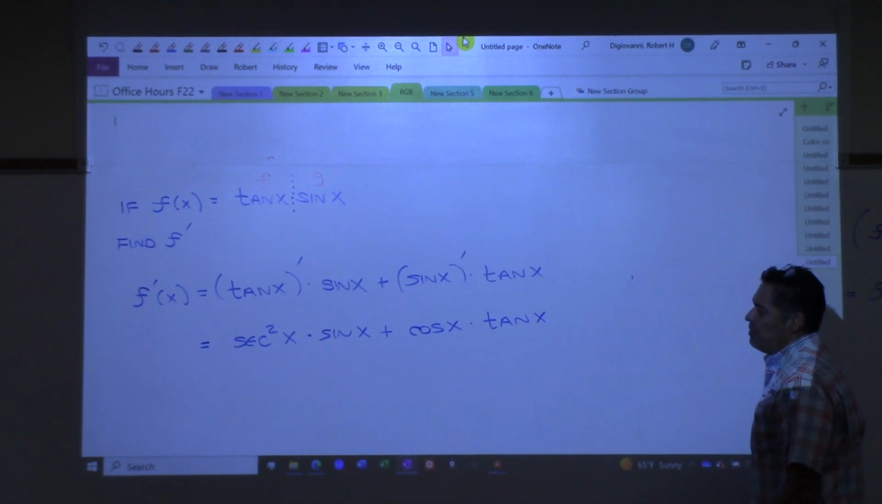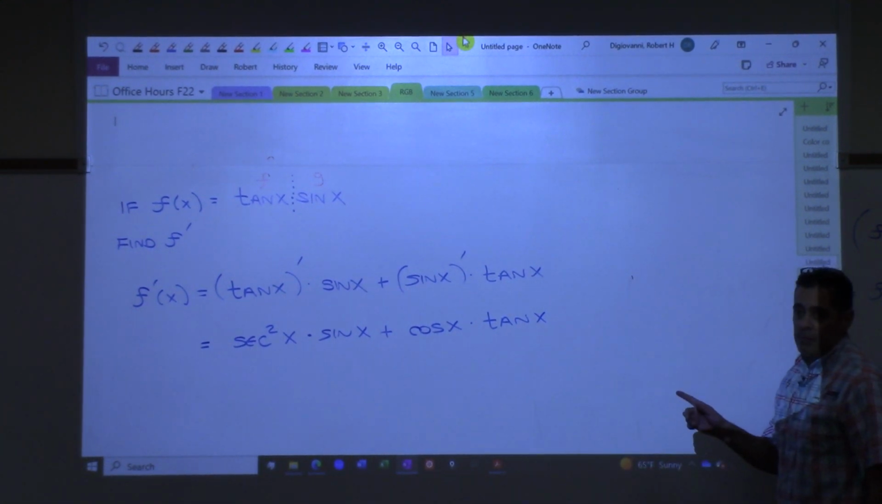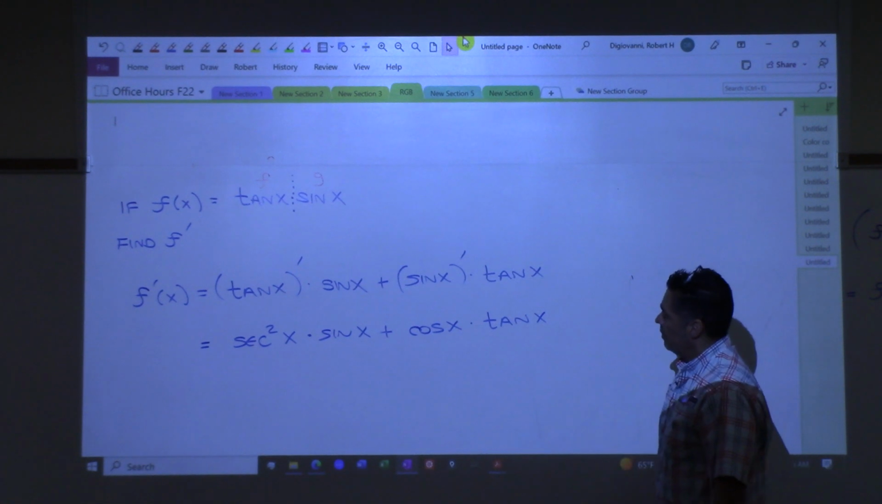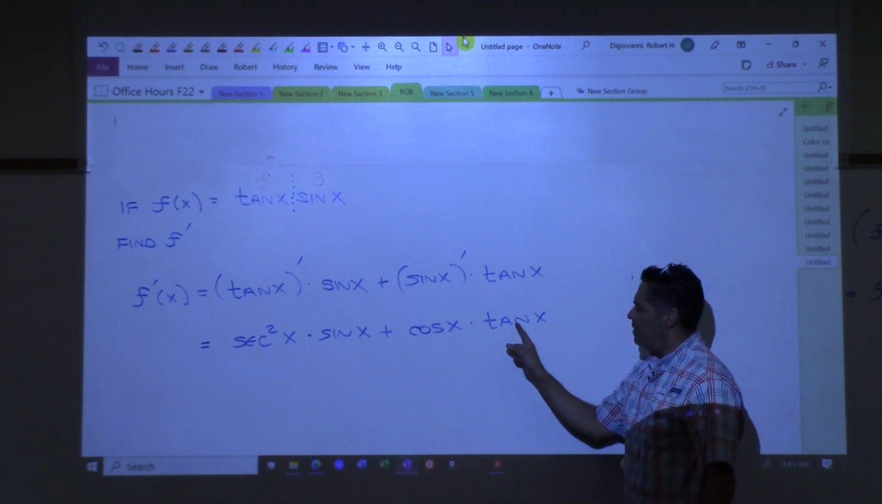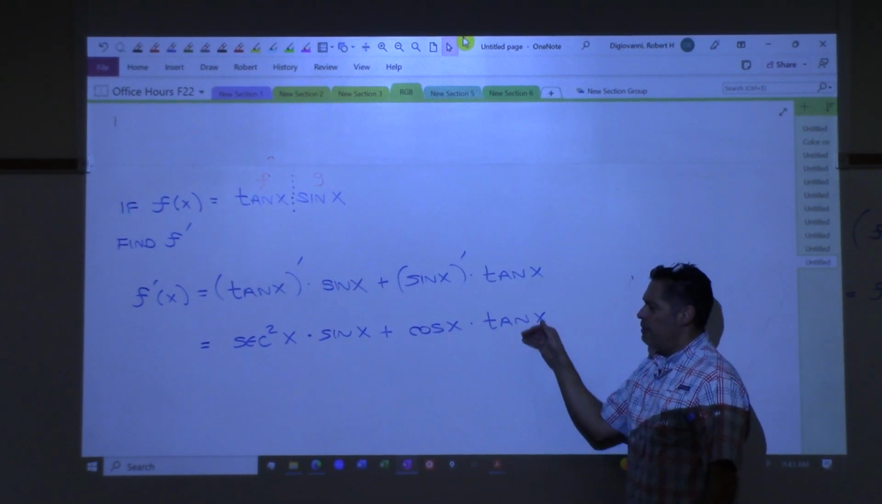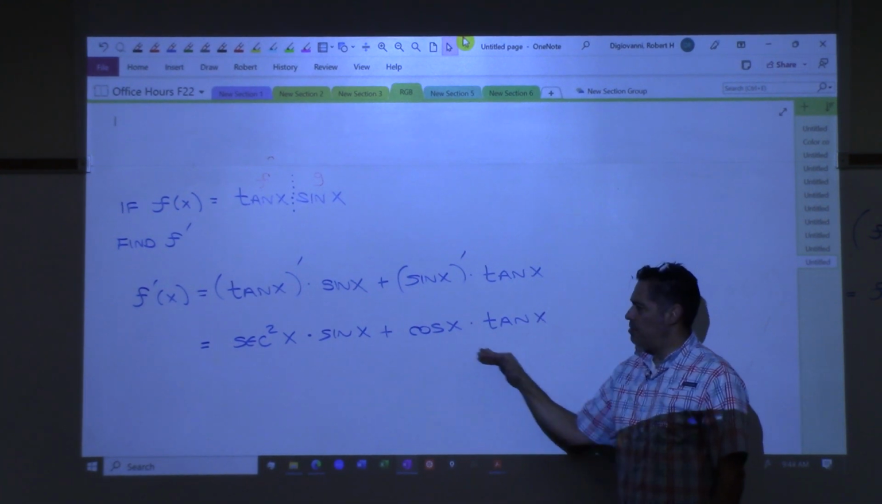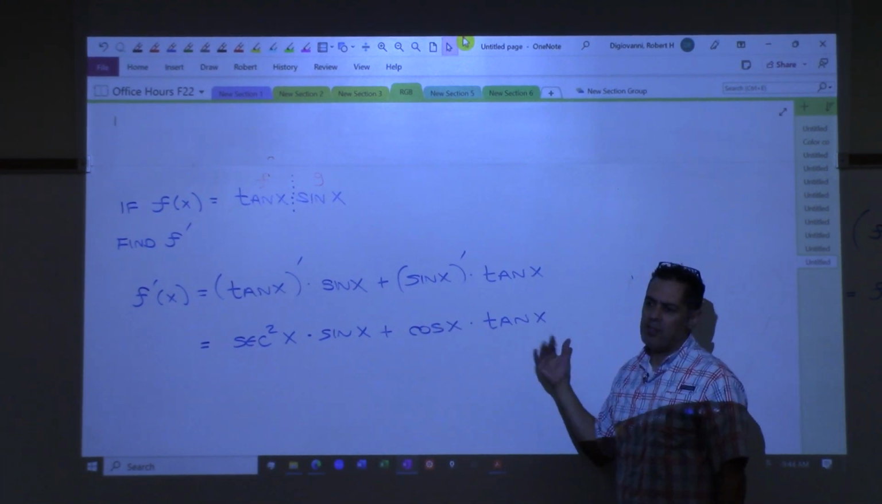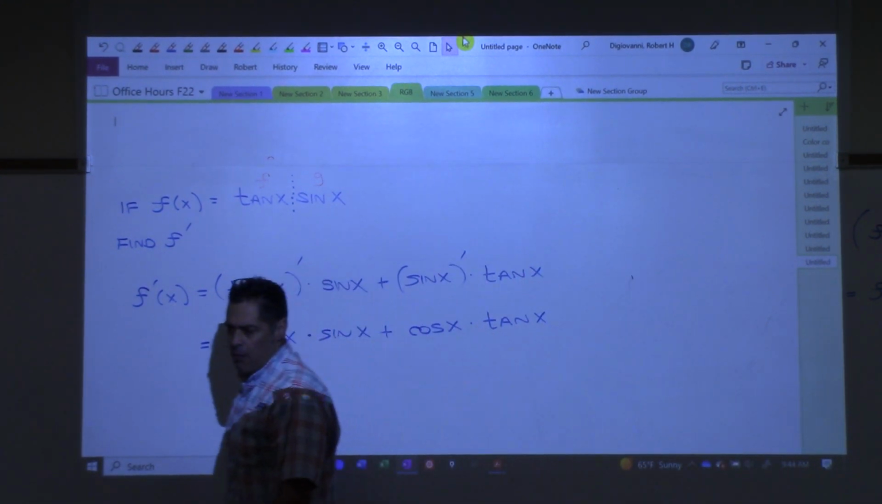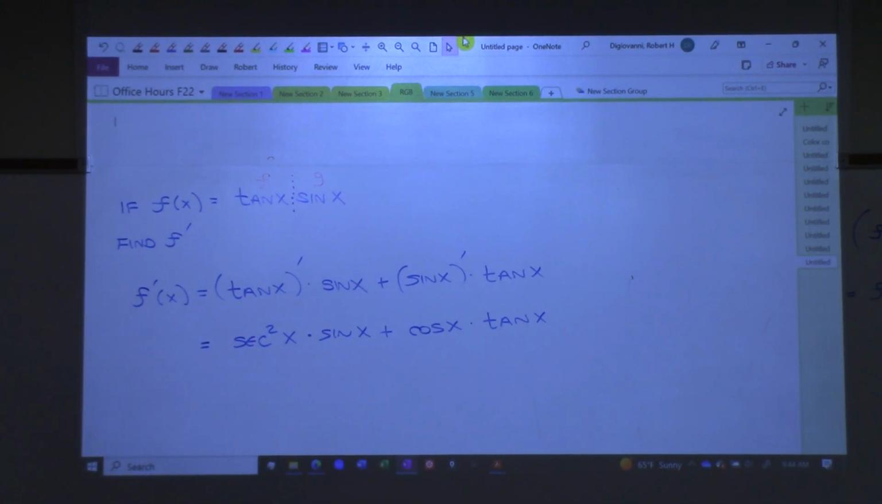Okay, now this could probably be cleaned up. Like, what is tangent by definition? Sine over cosine. And so do you see one of the cosines would cancel? So there's things that we could do, but all we want to do right here today is make sure we know how to take a derivative using the product rule. How does this seem to you? Seem okay?